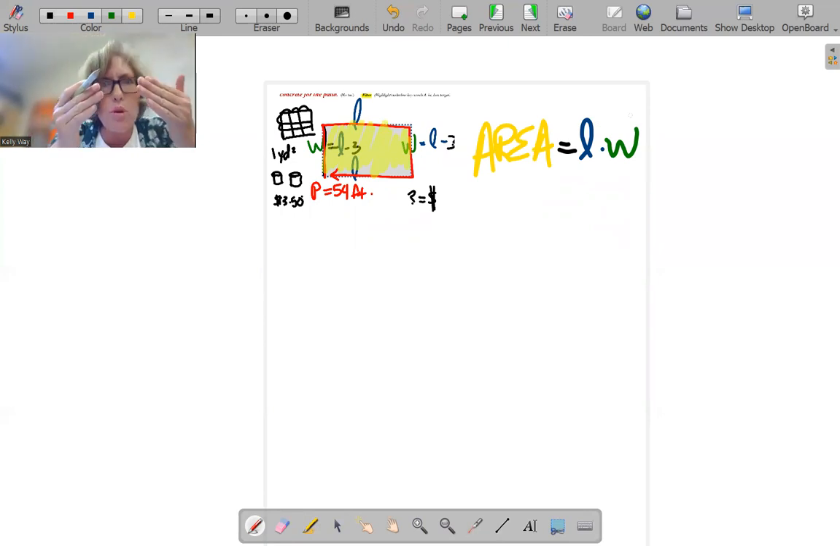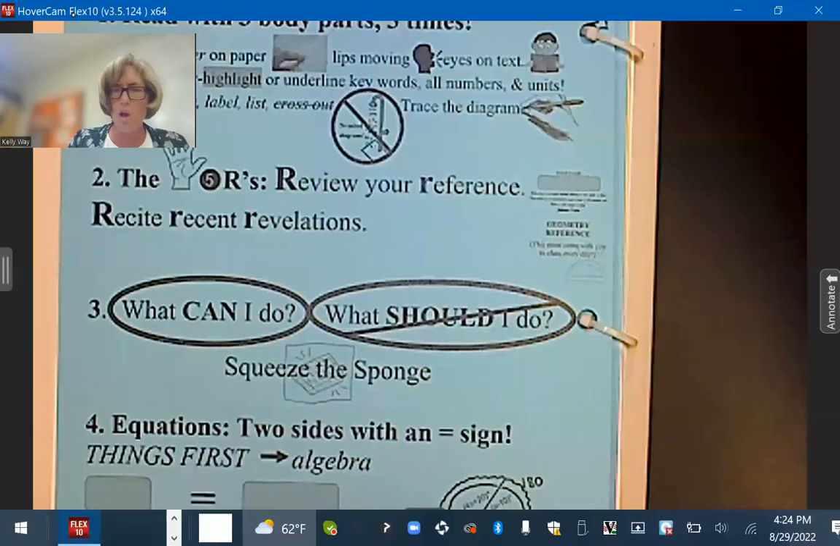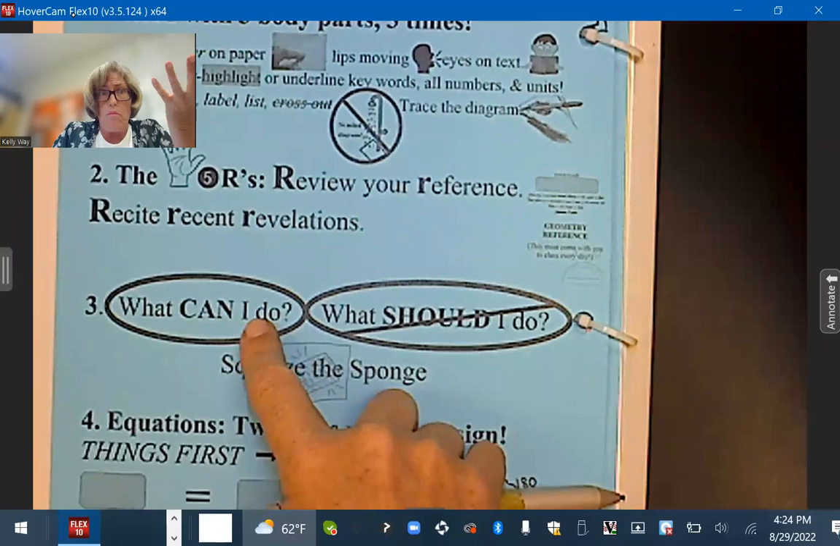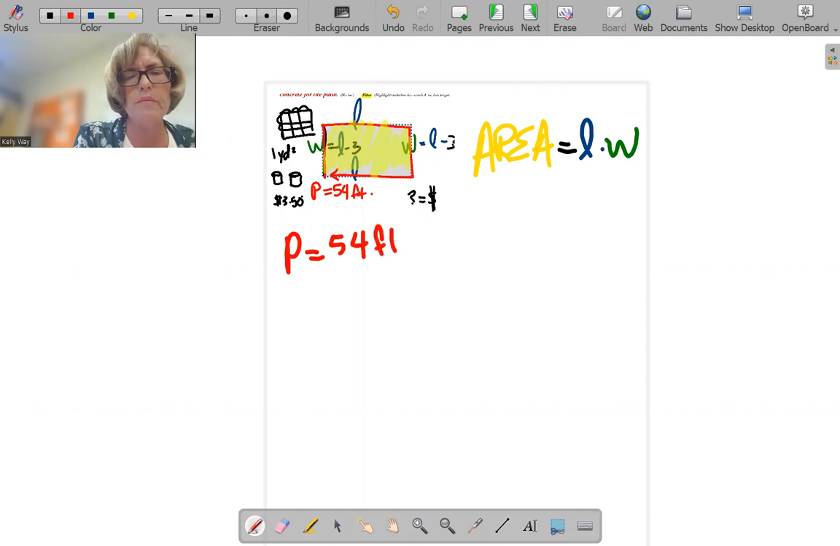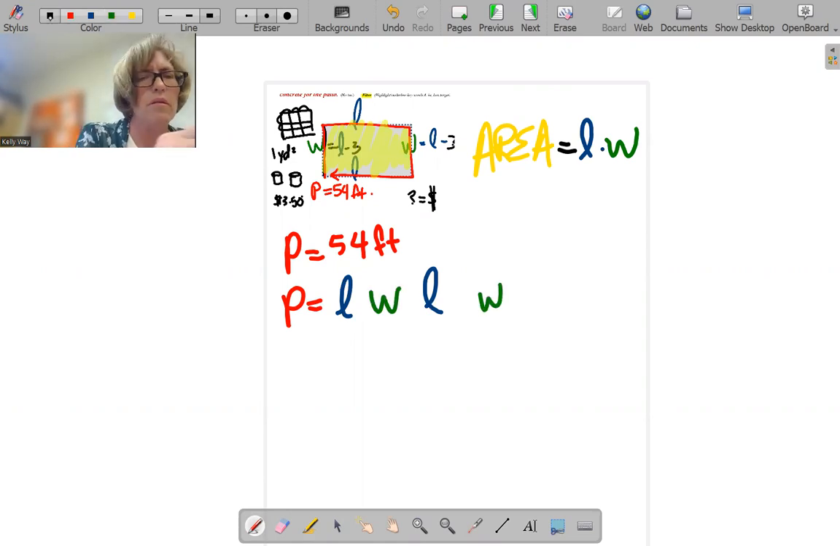You don't start with what you want. You start with what you have. So for now, I simply ask myself, well, I really don't know how to solve this, but what can I do? I know it's talking about perimeter. I could at least write this down, can't I? Well, if I've gotten that far, I could at least write the perimeter equation, which is length plus width plus length plus width. I can at least do that.